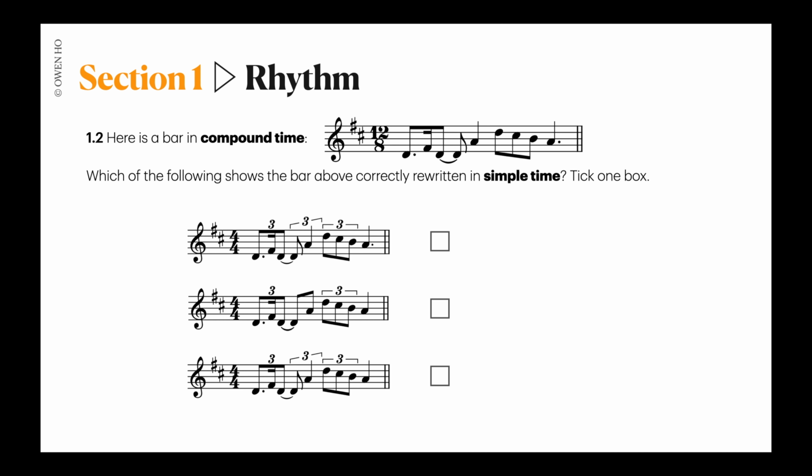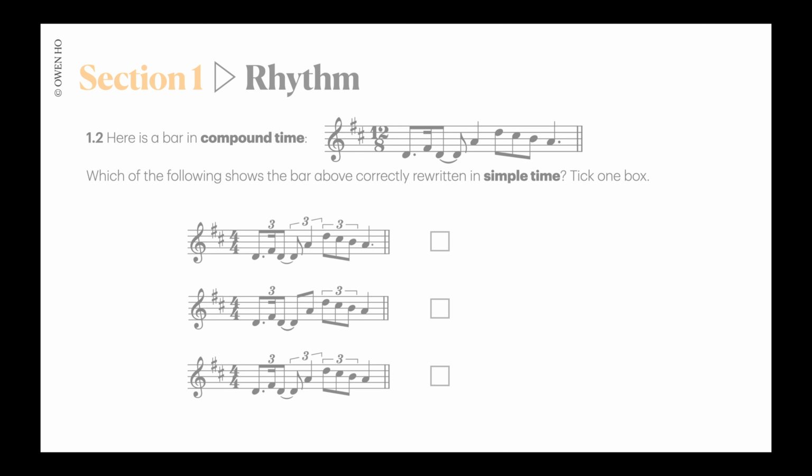For example, they may give you a bar in simple time, and you have to choose a correctly rewritten bar in compound time. In order to answer this question, we have to learn about what compound time and simple time are all about. Simple time and compound time in music represent two different kinds of understanding of time.